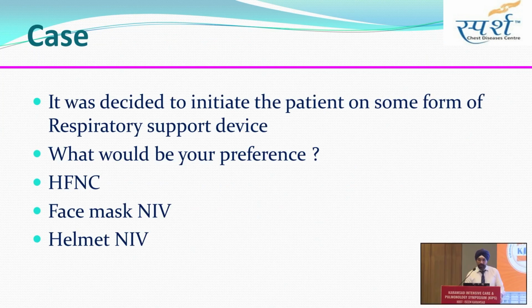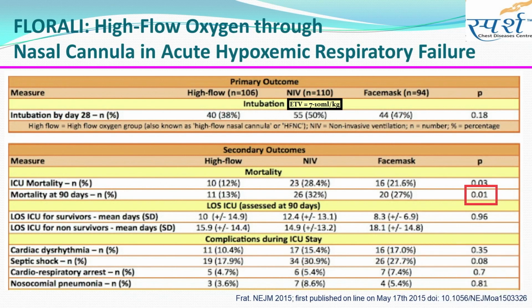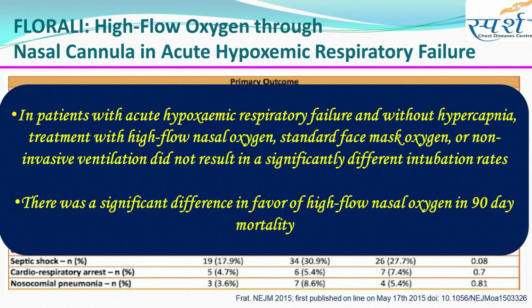Now this patient was needing 10 liters of oxygen. So the next question would be, would you start him on respiratory support? And these are the options you have: HFNC, face mask NIV, and now quite a few of us have started using the helmet NIV. Again, this data comes from a little back, from 2015, where we had the FLORALI trial, which compared HFNC versus NIV versus standard oxygen therapy for hypoxemic respiratory failure. And what they found was that regardless of the modality, the mortality only showed difference at 90 days, but the intubation rate remained the same whether you used any of the three. So it did not make a difference to the intubation, but at 90 days, there was benefit in mortality.